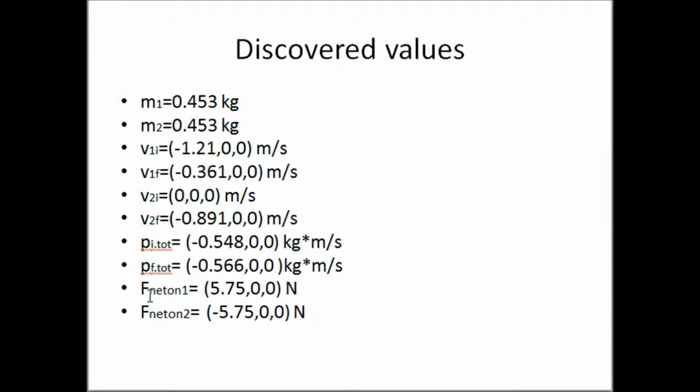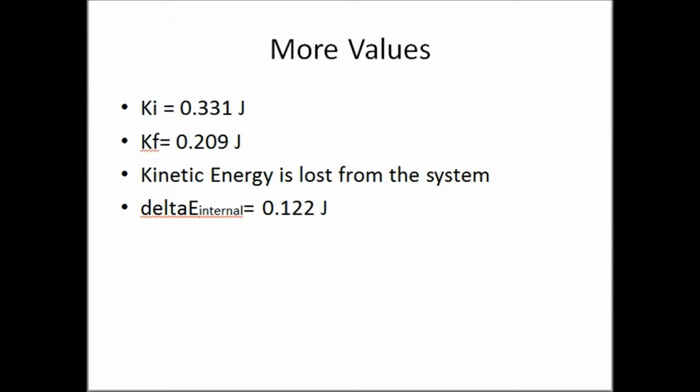The net force on one was found to be 5.75 newtons, and the opposite amount, negative 5.75 newtons, on the second ball. And using the momentum values and change in time, we found the initial kinetic energy to be 0.331 joules. I bet we used just mass and velocities. And the final kinetic energy is 0.209 joules. So kinetic energy is lost from this system. This means it most likely went into a change in internal energy of 0.122 joules. This could be thermal, vibrational, or rotational energy.